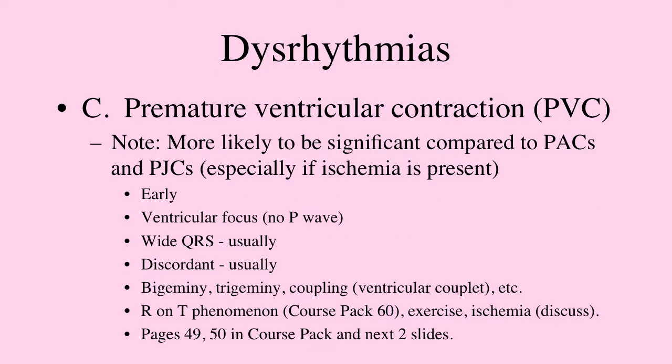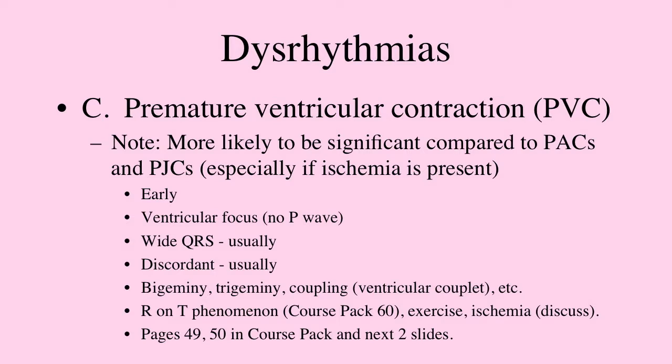Okay, the next category of premature beats then is premature ventricular contractions, PVCs, or if you have one, a PVC. And these are not always a problem, but they're more likely to be significant compared to PACs or PJCs, especially if ischemia is present.